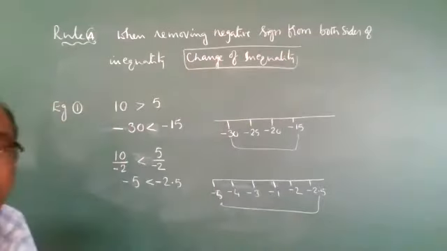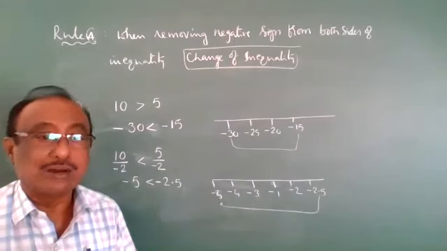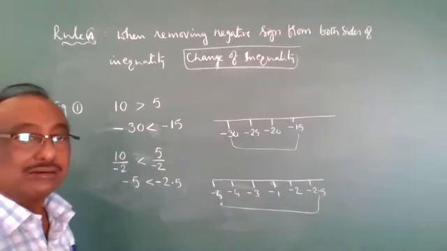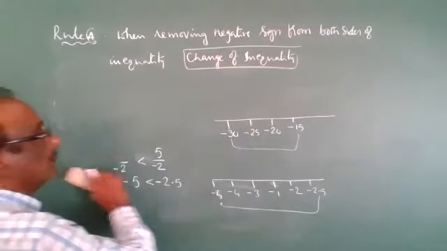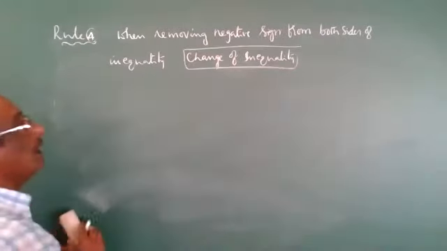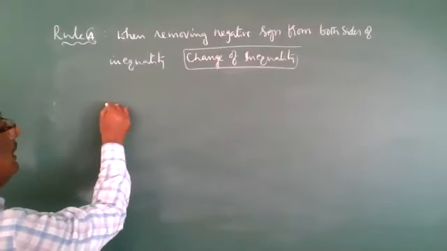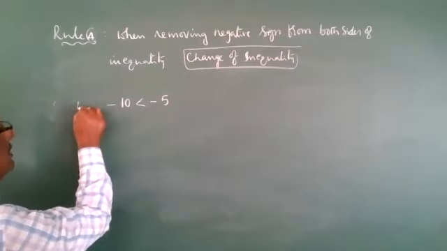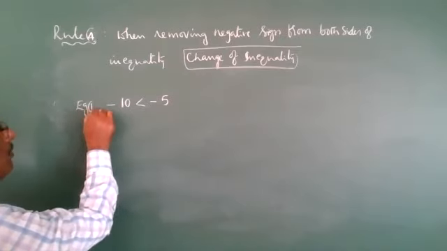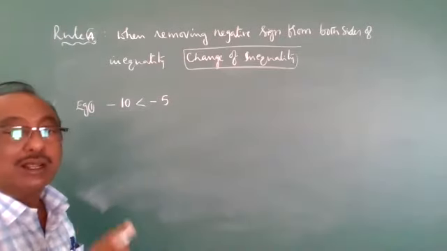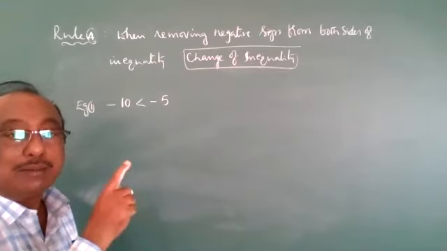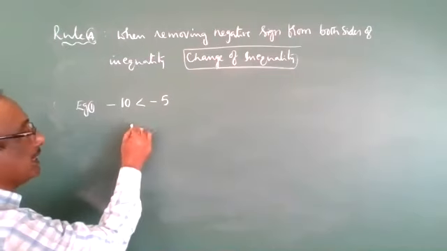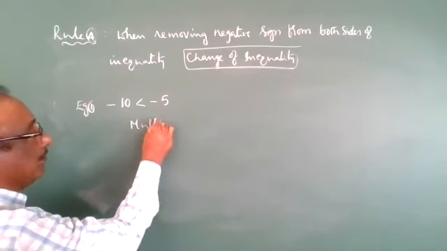Check the example. You can take another example so you can practice. We can understand very easily. Okay? Right. See the example. Example 1. Minus 10 is smaller than minus 5. Removing the minus on both sides. How can you remove it? By the multiplication of minus on both sides. Multiply by minus.